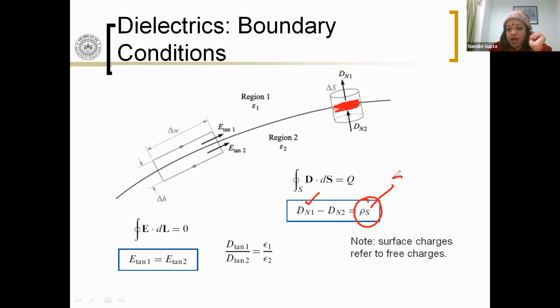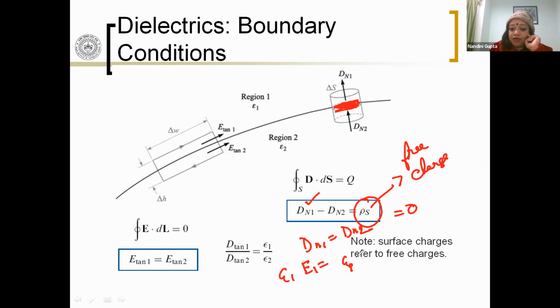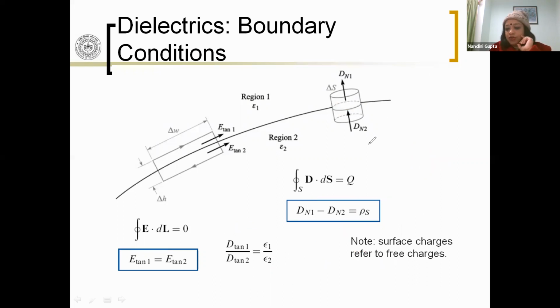And what kind of charge is this? You must remember and be very careful about this. This is free charge. So we are not talking about any induced bound charges at the boundary. We are only talking about free charges which have been positioned at the interface. So if this rho s is equal to 0, then of course Dn1 will be equal to Dn2, which means epsilon 1 E1 will be equal to epsilon 2 E2. So this gives you this expression. So this is the condition at the boundary between two dielectrics.